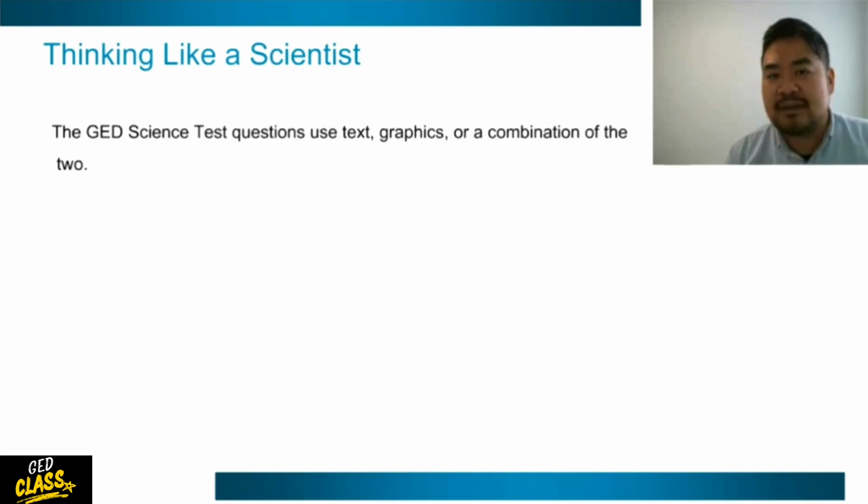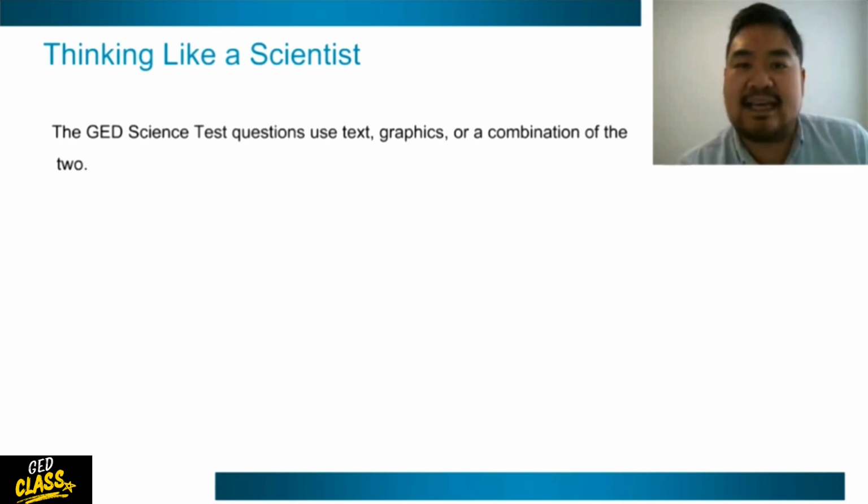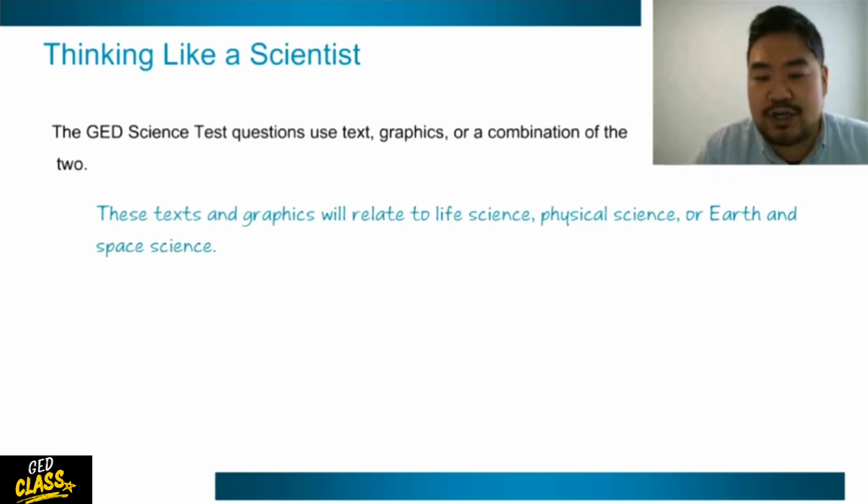And in general, the whole mentality on the GED Science test is simply this: are you able to think like a scientist? It's not about how much scientific knowledge that you've memorized. In fact, what you see here is a few things. One is that the GED Science test questions use text, graphics, or a combination of the two. So the text or the graphics will give you the information needed to answer a question. Now again, these texts and graphics will relate to life science, physical science, earth science, space science.